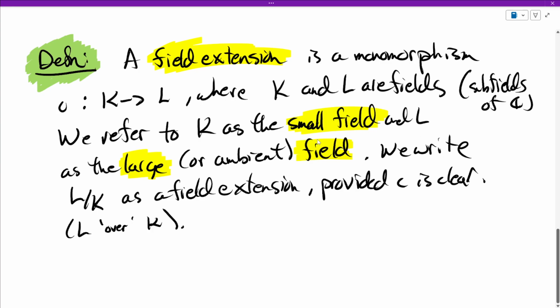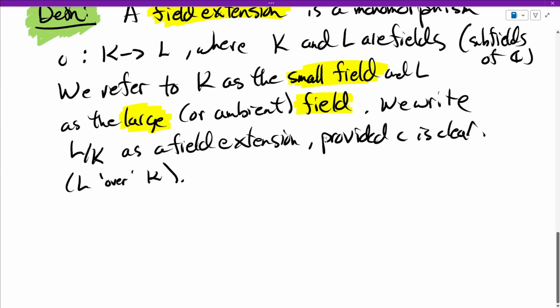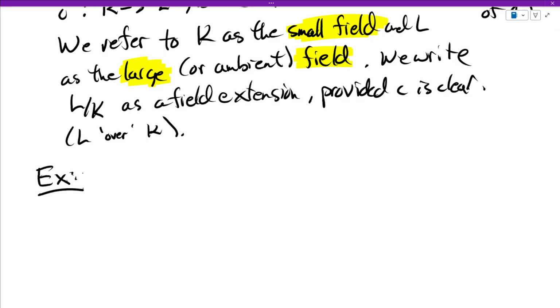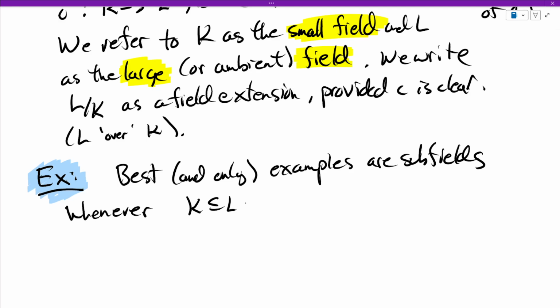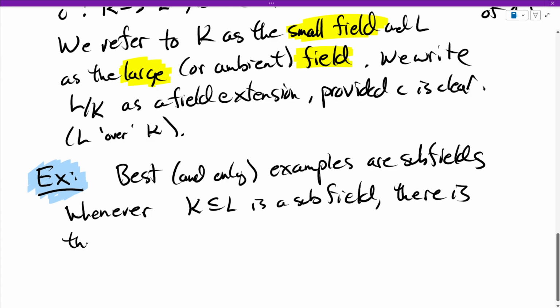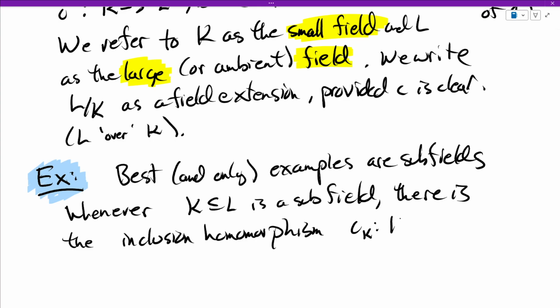Okay, so what are examples? Let's pick a bunch of examples. The best source of examples is subsets. Best and really only. Well, not true, but it's mostly true, and the only examples are subfields. Whenever K is a subfield of L, there's a function called the inclusion homomorphism, and I'm going to call it iota K to indicate you're including K into L.